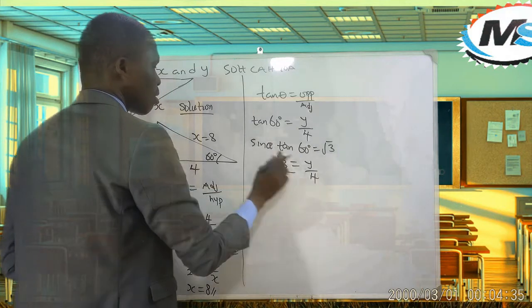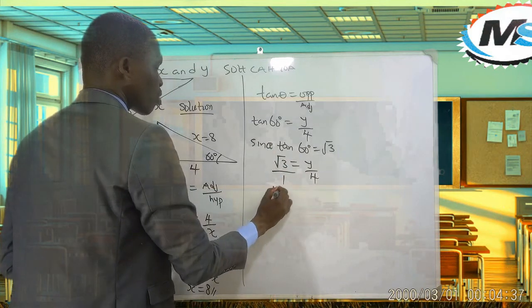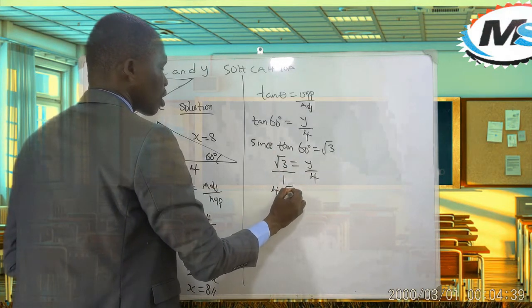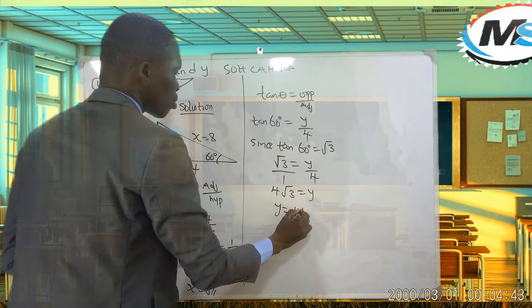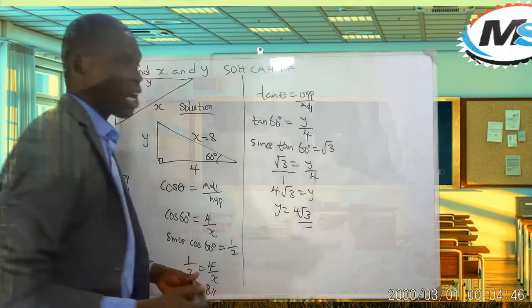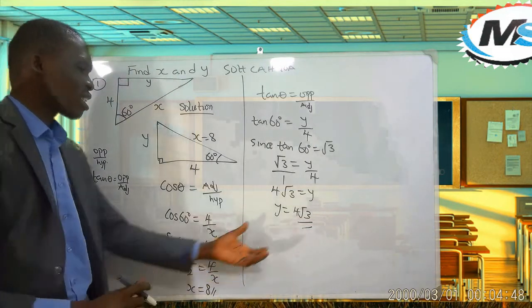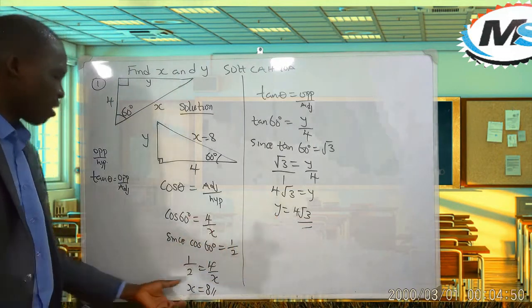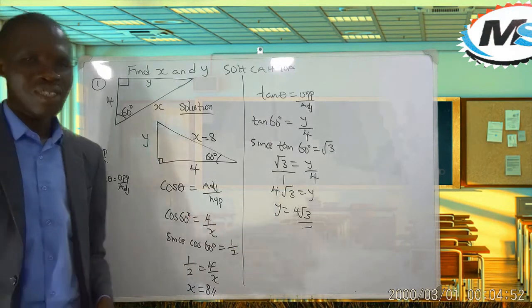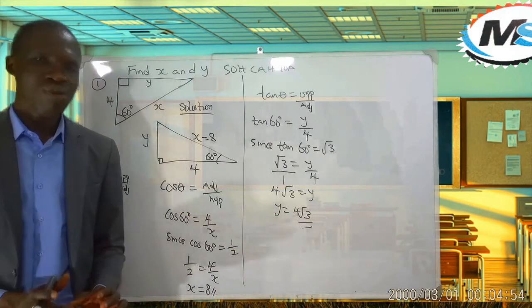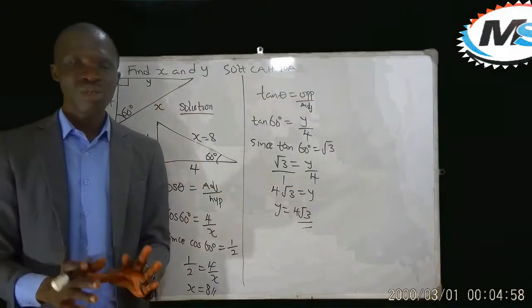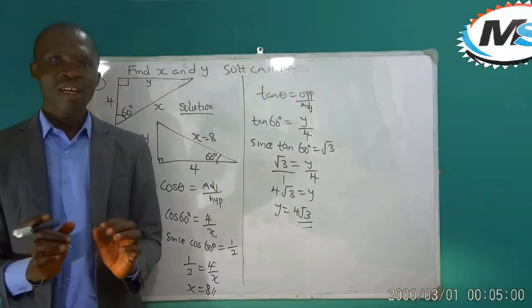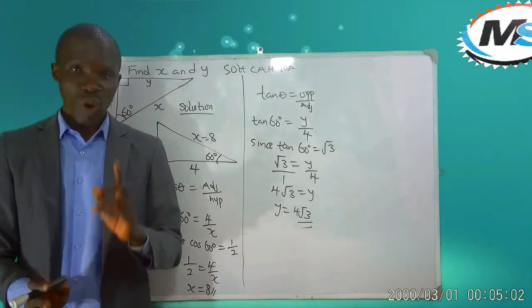So we multiply across. This will give us 4 root 3 equals y, and y will give us 4 root 3. So that will be the final answer for y and for x. I believe you understand that. I decided to give you a question and ask you to solve this without using calculator and without using table. I believe that you know how to do that.